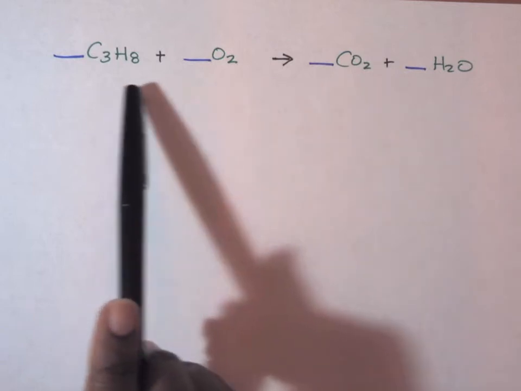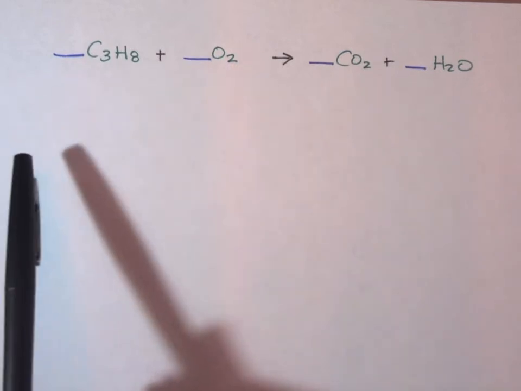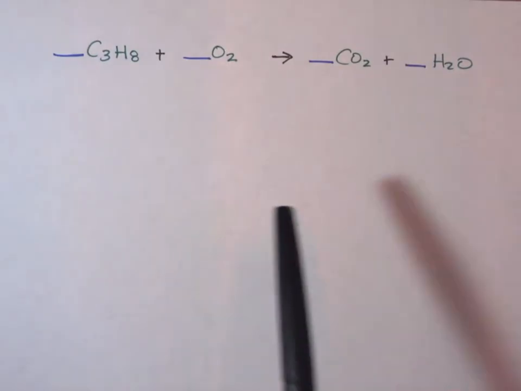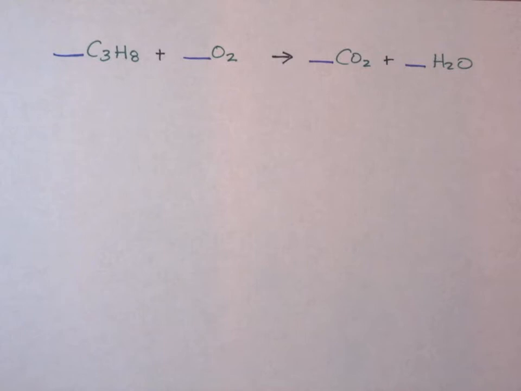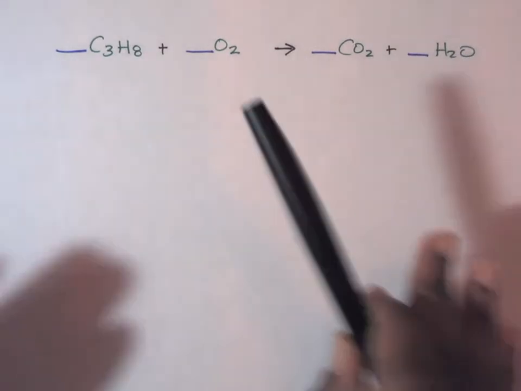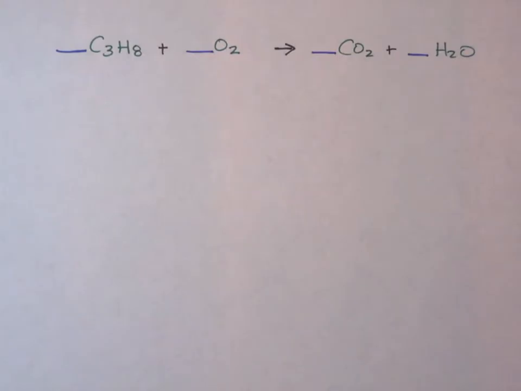All right, so I look at this and I say, oh, got O2 and an organic molecule as a reactant, and CO2 and H2O on the product side. I know it's a combustion reaction. I'm going to balance my oxygens last. All right, so before I go into showing you that part, let's do what we normally do when we balance chemical reactions.